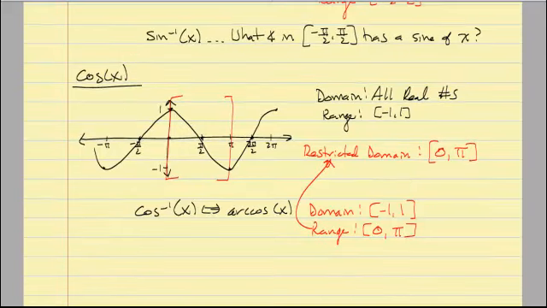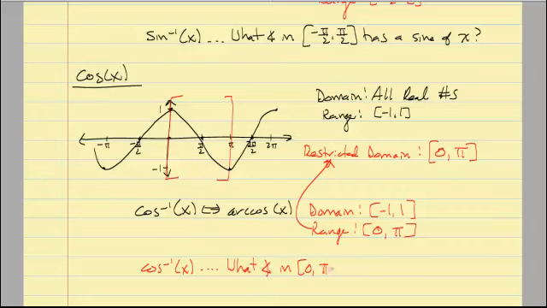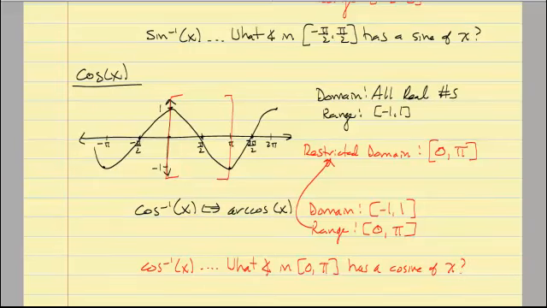So again, we have that question. What does inverse cosine of x mean? And again, you need to write this down every time. What angle in the interval 0 to π, points inclusive, has a cosine of x? That's what the question means. Okay, let's go ahead and look at the same for tangent.